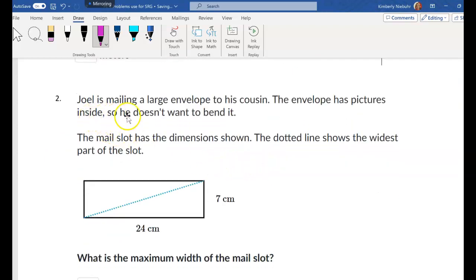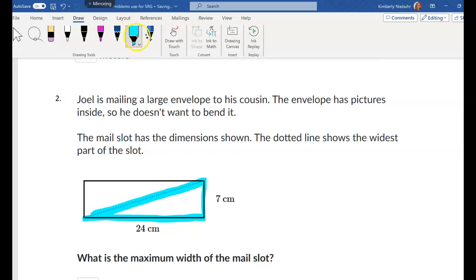Okay, Joel is mailing a large envelope to his cousin. The envelope has pictures inside, so he doesn't want to bend it. The mail slot has dimensions shown. The dotted line shows the widest part of the slot. Here's the dotted line, it's diagonal. Okay, we should see that this is a triangle.